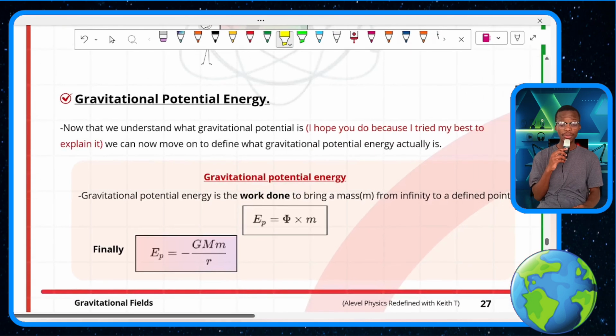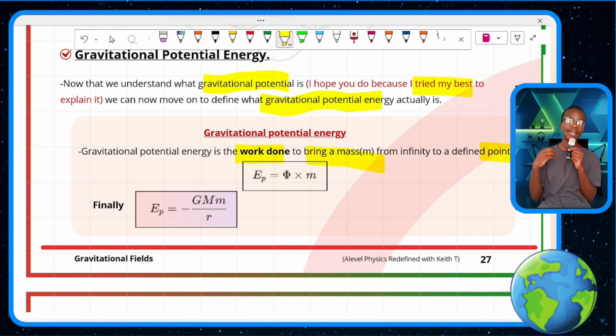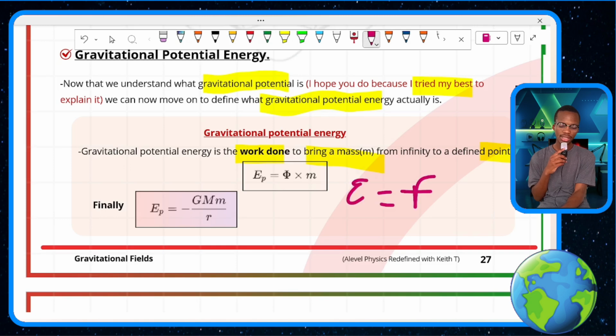Now, we now understand what gravitational potential is, and I hope you understand because I tried my best to explain it. We can now move on to understanding what gravitational potential energy actually is. Okay, so gravitational potential energy is defined as the work done to bring a mass from infinity to a defined point. It's not the work done per unit mass, it's just the work done, period. Essentially the force times the distance. So that's what gravitational potential energy actually is, right?